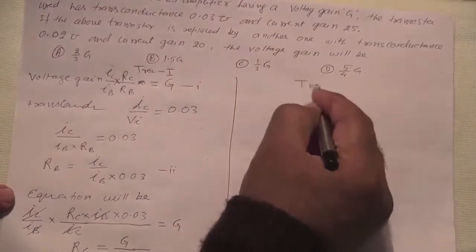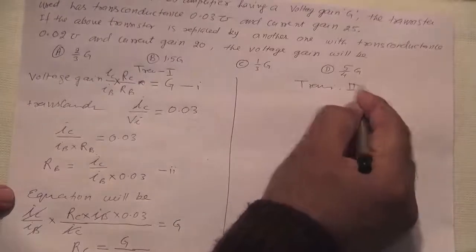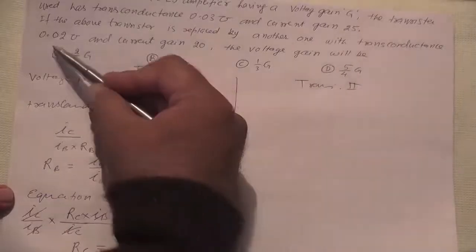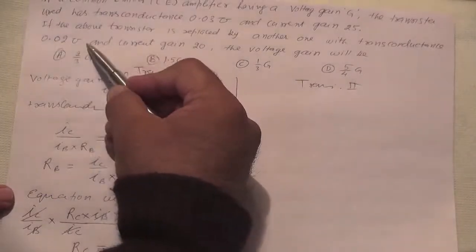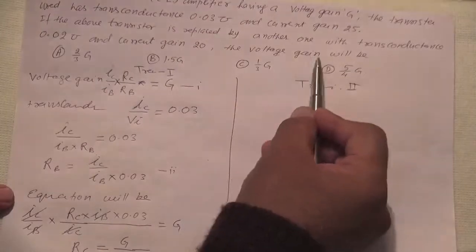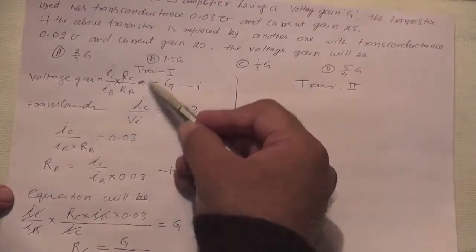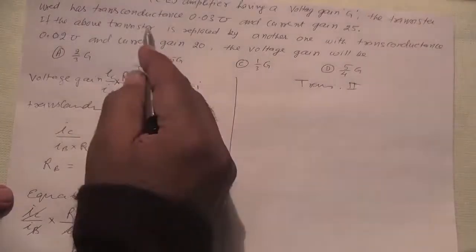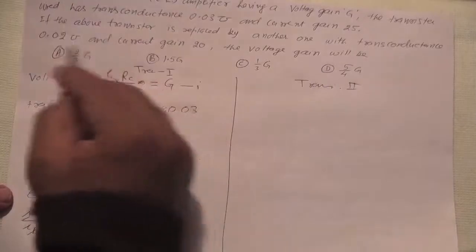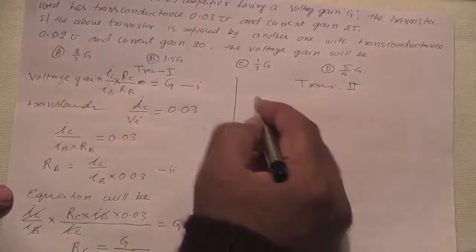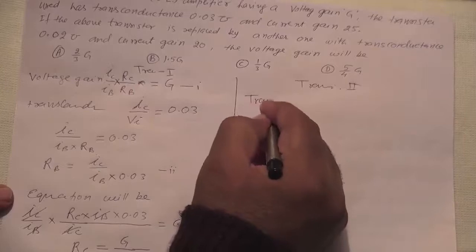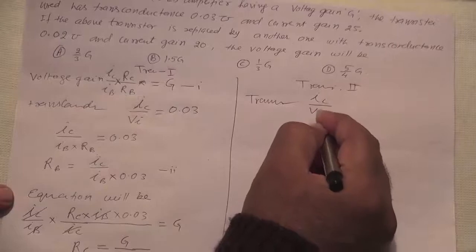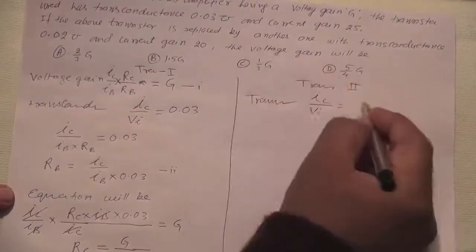Now we come to transistor 2. In second transistor, replaced by another one with transconductance 0.02 mho, current gain this, and we have to find voltage gain. Voltage gain का फॉर्मूला ये है. वोल्टेज गेन अगर निकालना है तो हम पहले लेते हैं ट्रांसकंडक्टेंस. कितना है? 0.02. देखिए ट्रांसकंडक्टेंस that is IC upon VI. This is given as 0.02.